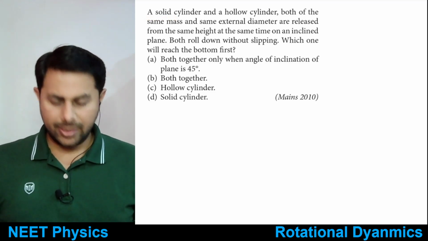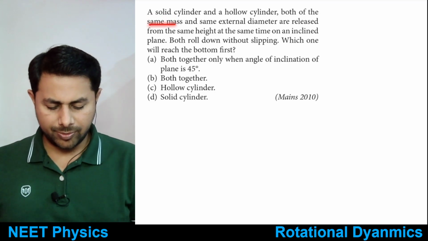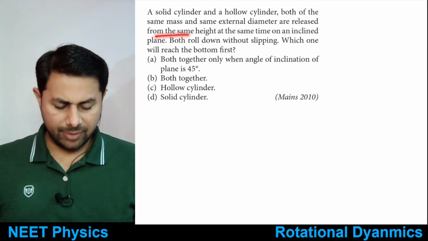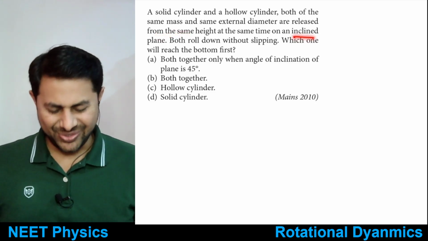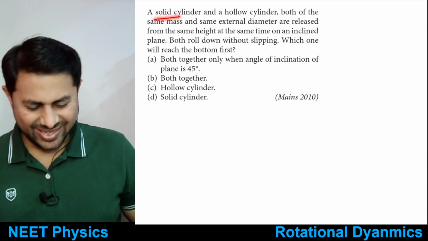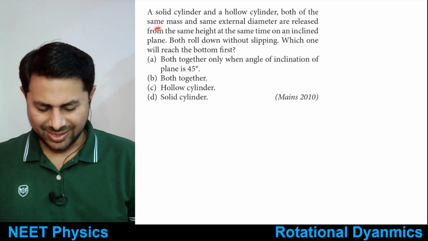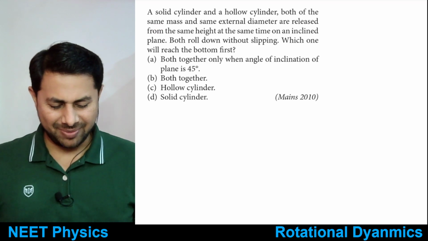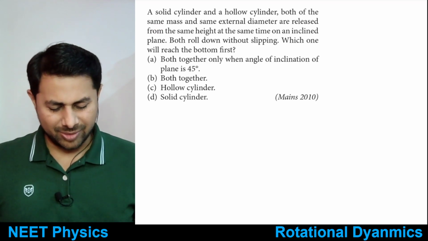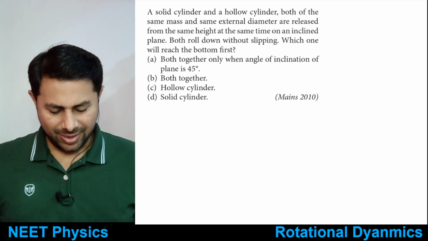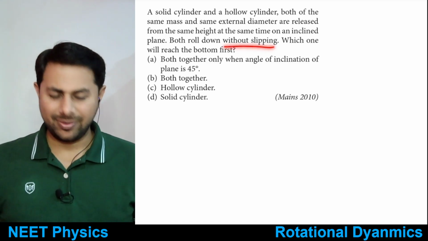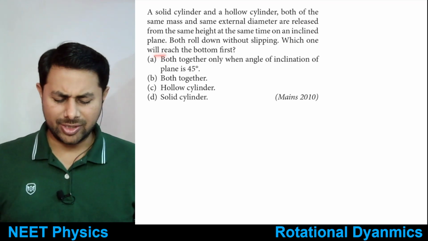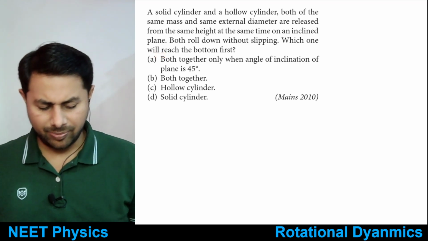A solid cylinder and a hollow cylinder, both of the same mass and same external diameter, are released from the same height at the same time. Okay, solid and hollow cylinder, same mass, same external diameter, released from the same height. Then both roll down without slipping. Okay, then which one will reach the bottom first?